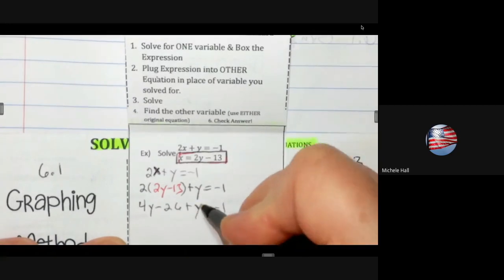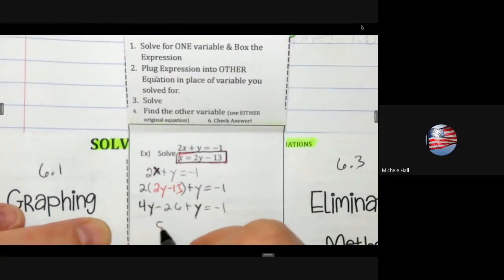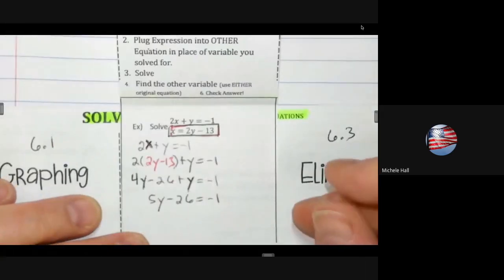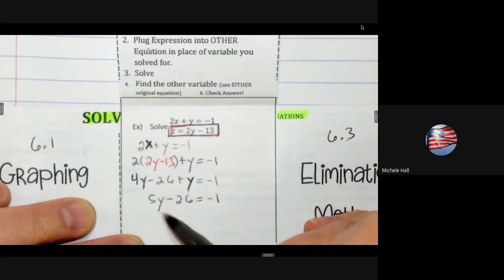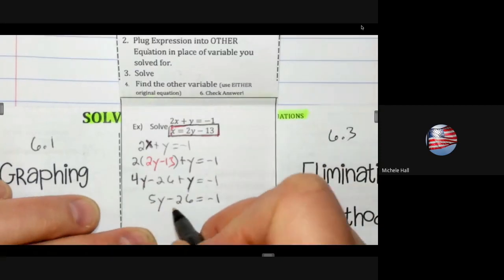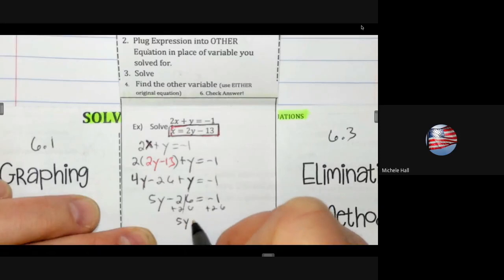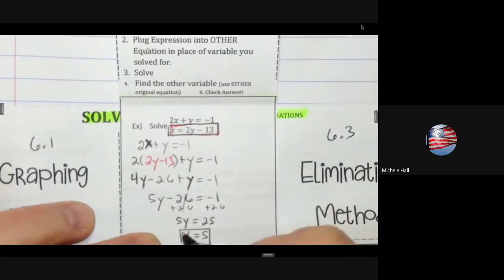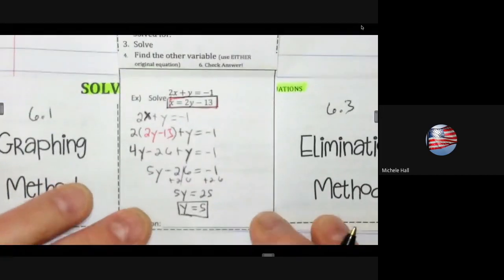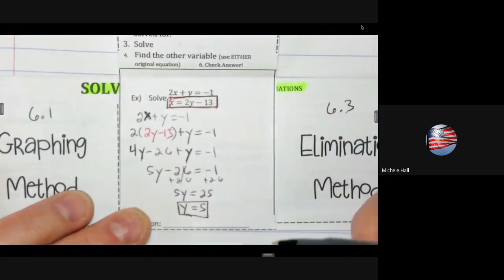I have like variables. I have positive y and 4y. 4y plus y is 5y. And now I have a two-step equation. Y is being subtracted by 26 and multiplied by 5. Solve for y. We found that y equals 5. All I need to do is find x, and I will have an ordered pair that is a solution to the system of equations.